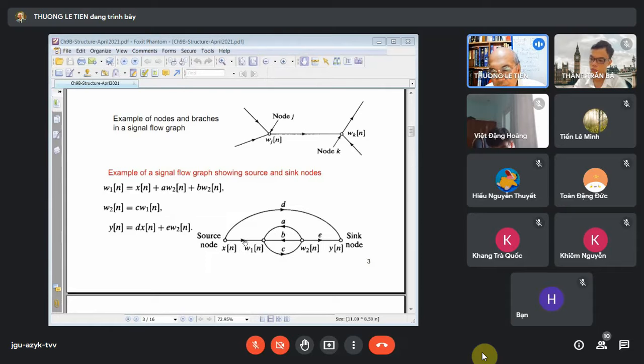Look at this one. We have 3 inputs: 1, 2, and 3. Then we can write W1n equal to s(n) plus a W2n plus b W2n. Similarly for W2n, we have just one input, so W2n equals c W1n, disregarding the output. And for y(n), we have 2 inputs, so we write y(n) equal to d s(n) plus e W2n. We solve the system equation, and finally you can work out the I/O equation for the relationship between s(n) and y(n).